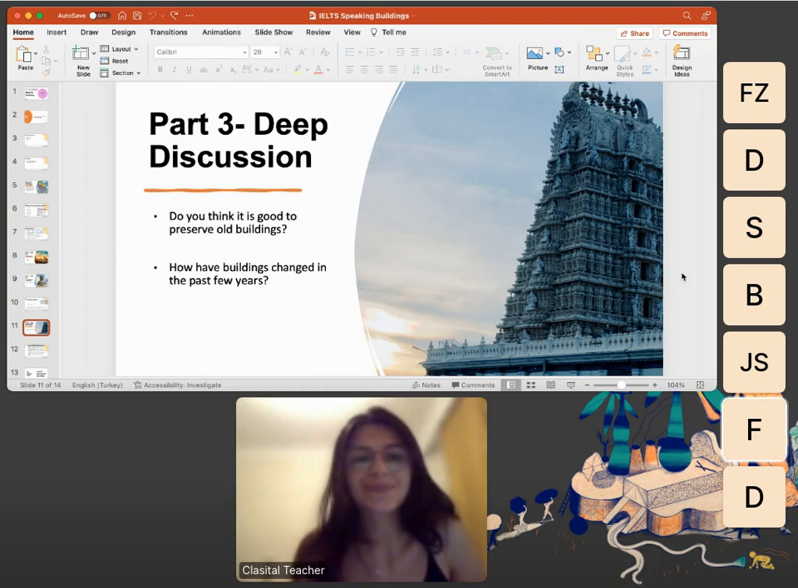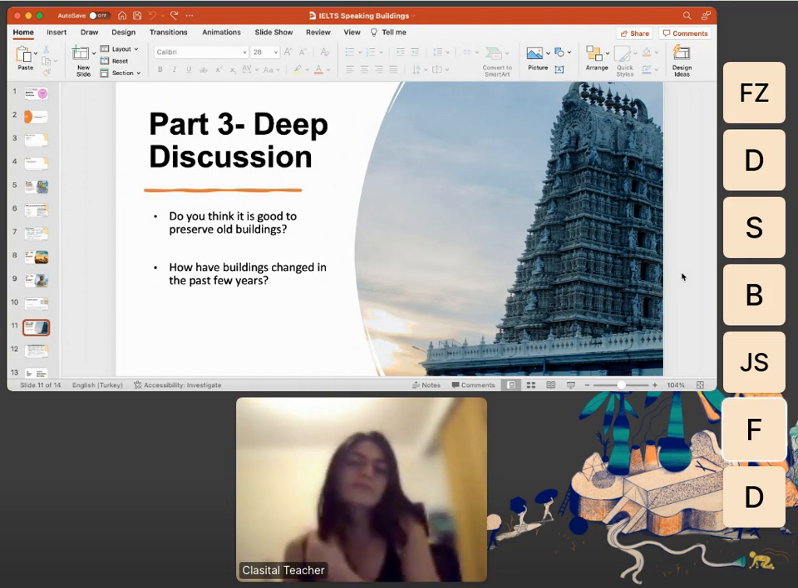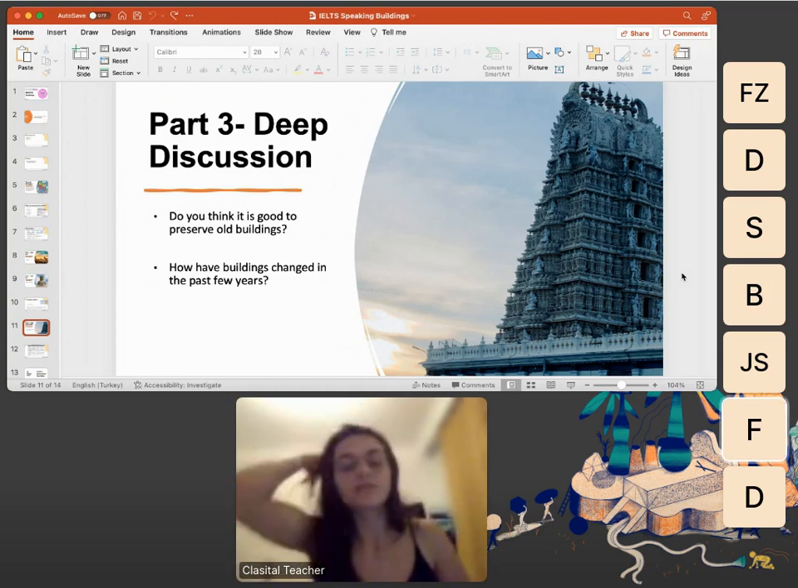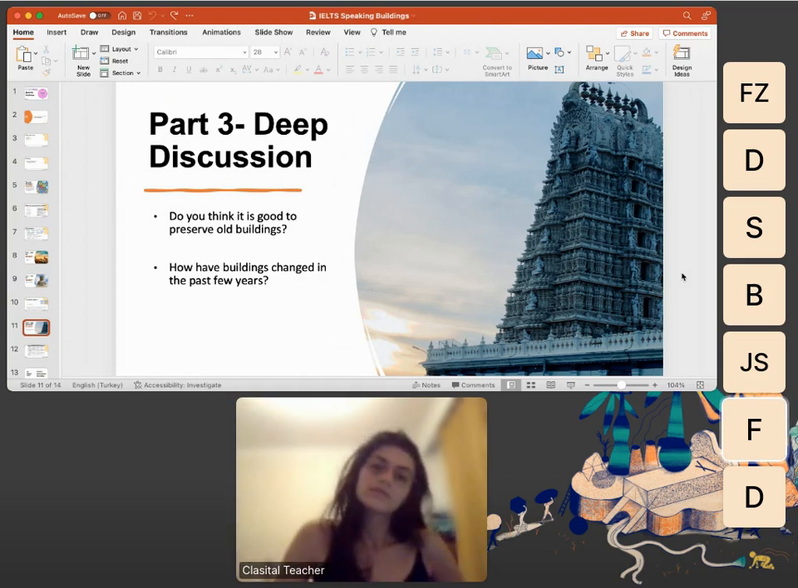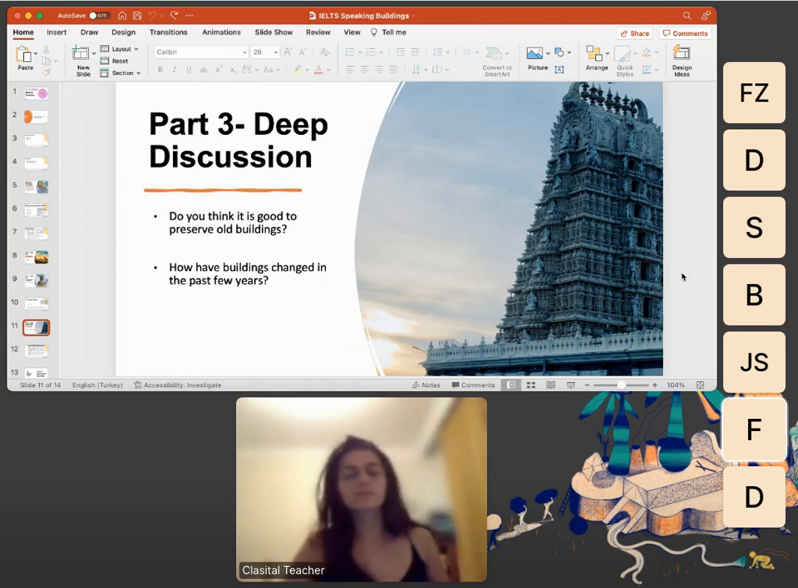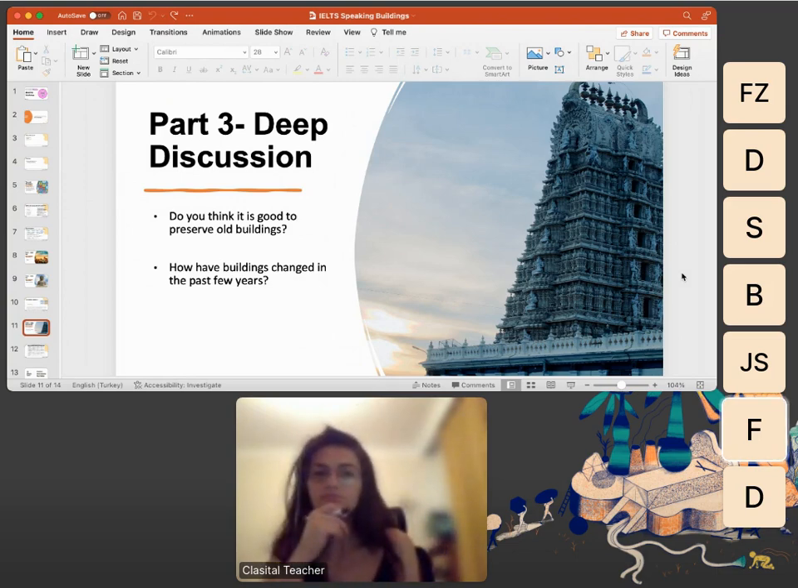In my perspective, I reckon it's essential because it's heritage and culture. Old buildings can add to our culture, and we can deliver them to the young generation. By maintaining these buildings, we can pass them on as a heritage to our next generation. So it's very important, essential for the next generation's sake.